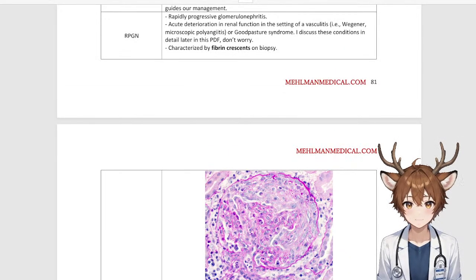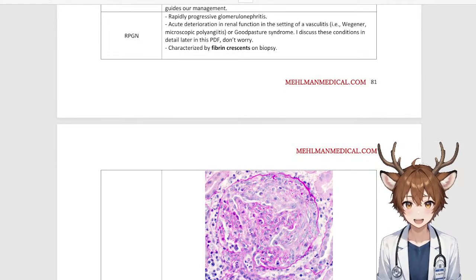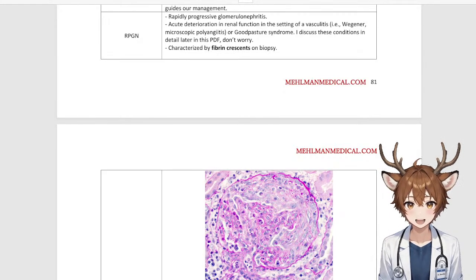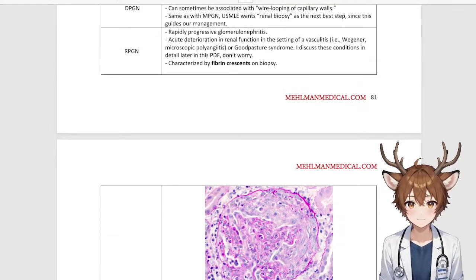Looks like the Bowman's capsule. It was what I'm kind of getting a vibe of, but who knows? What do I know, right? But fibrin crescents for RPGN.